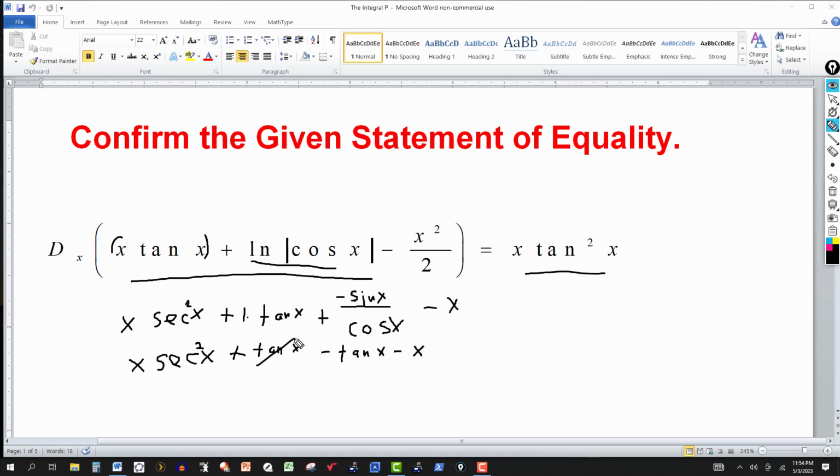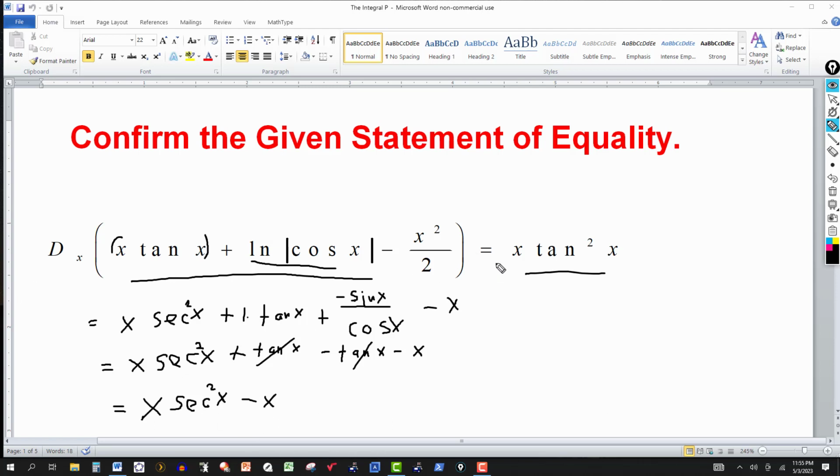But tangent of x and minus tangent of x cancel. So in my next step then I'll have x. Now we're actually finished with the derivative, but we want to show that it's the expression on the right. So we have to continue here. So it's kind of like verifying a trig identity. So we get this.